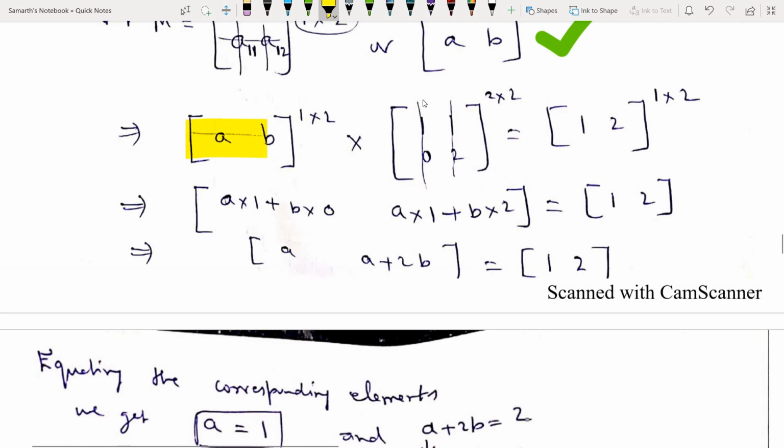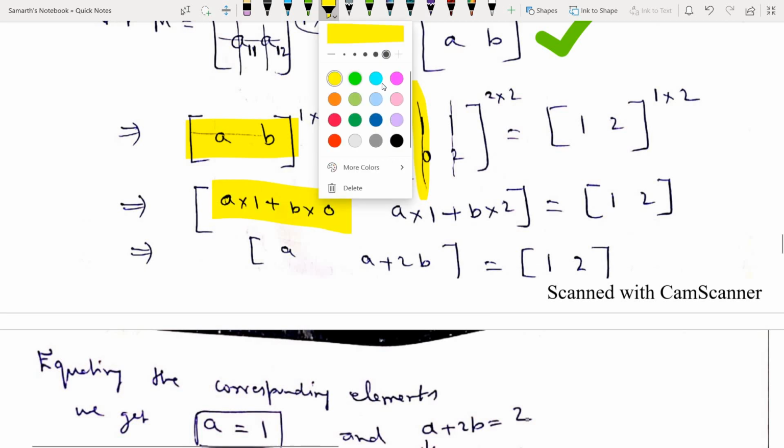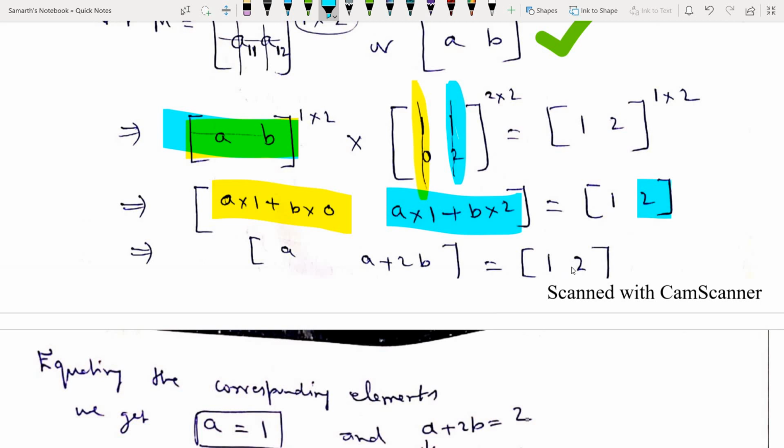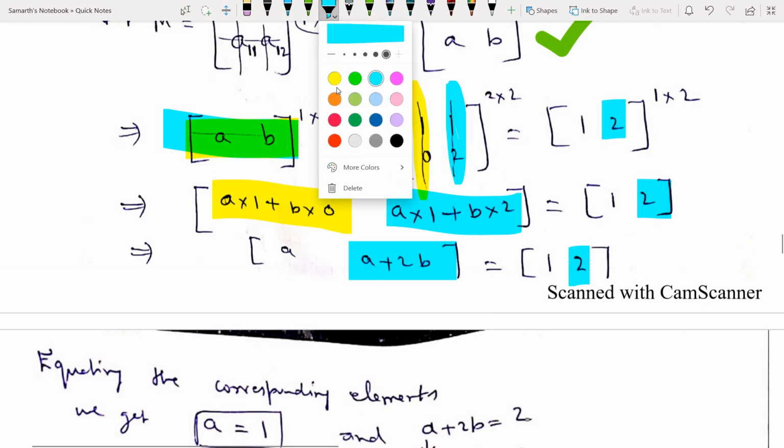First row, first column: A into 1 plus B into 0, and first row, second column: A into 1 plus B into 2. On the right hand side the resulting matrix is already given, and because the equal to sign is there, that means the two matrices are equal. So let us equate the corresponding elements.